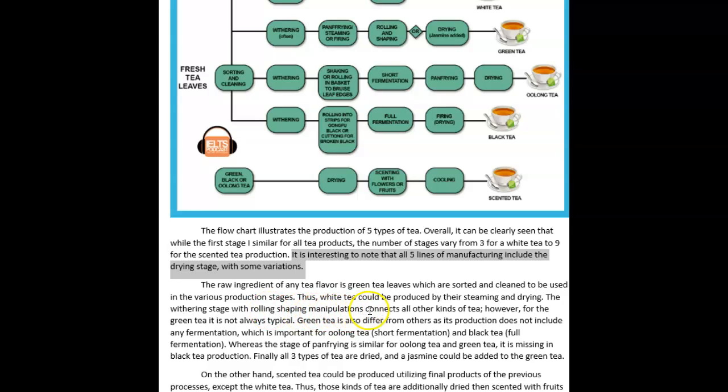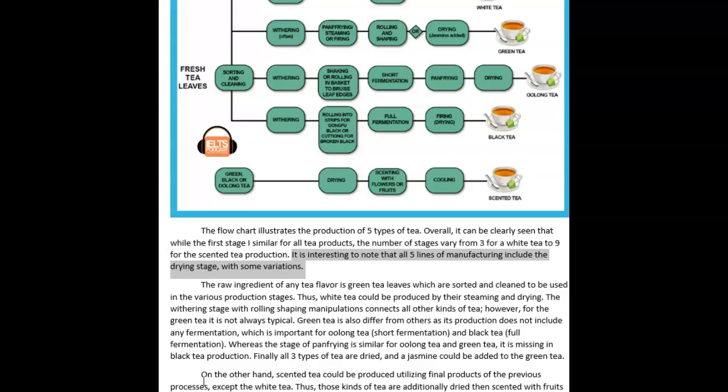Then you talked about this, but then you said, well, with green tea, it's not common. And then green tea differs like this. But then you've got fermentation. And then you went back to oolong and green, but it's missing from black. So I thought this was a little complicated. It's fine.